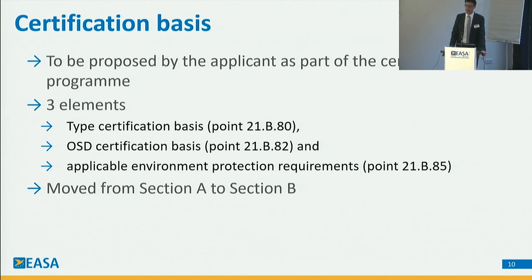So 21B80 is for the type certification basis: CS, special condition, ESF. Point 21B82 is for the operations suitability data certification basis, and point 21B85 for the environmental protection requirements. So environmental protection requirements, finally, it's always the ICAO Annex 16 in the 3 different volumes. However, these are the 3 paragraphs in the B part defining the determination of the certification basis.